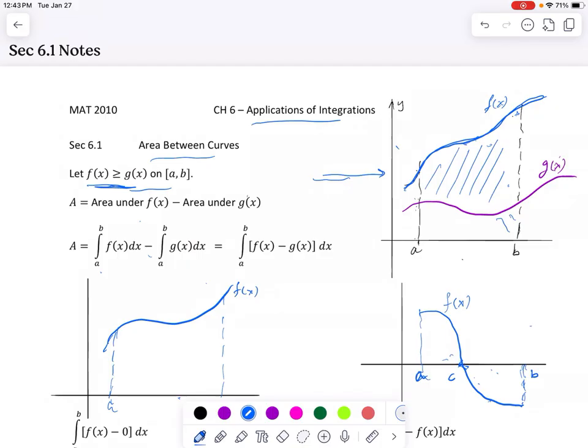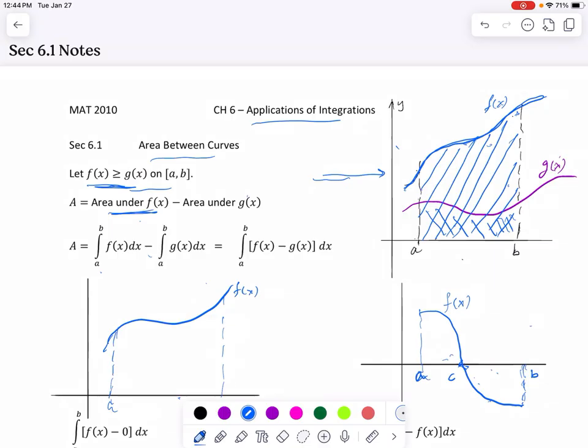Think about it like this: we take the area under f. What does that mean? In this area, between f, bounded above by function f and bounded below by the x-axis. So this will be the area under f. And we subtract the area under g, which is going to be this area. So what is left is the area between the two curves.